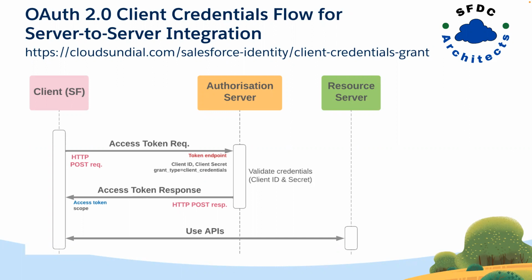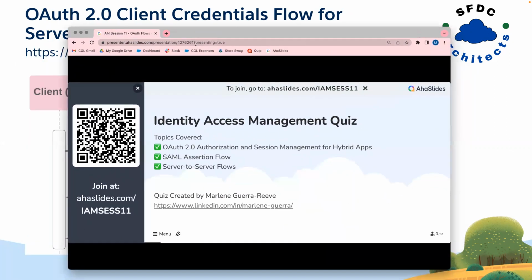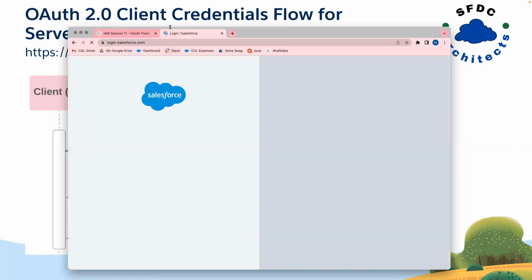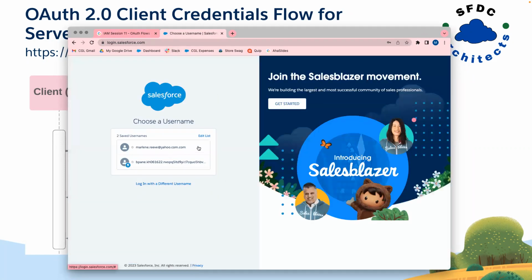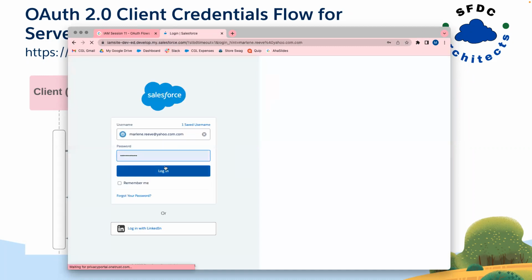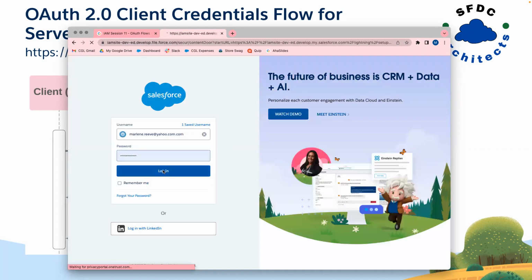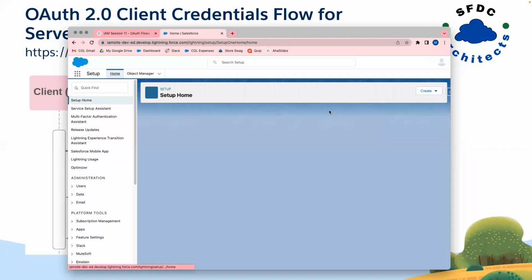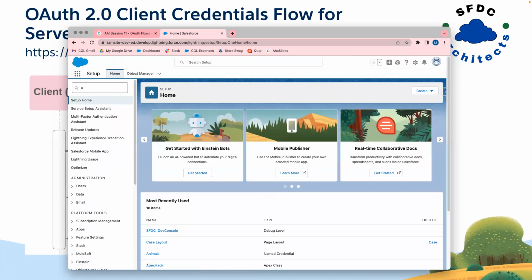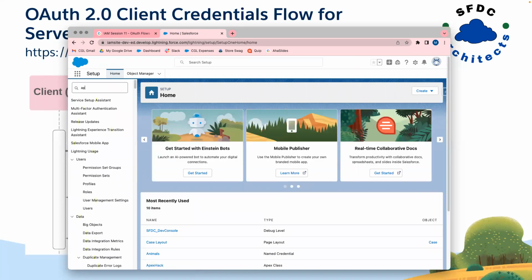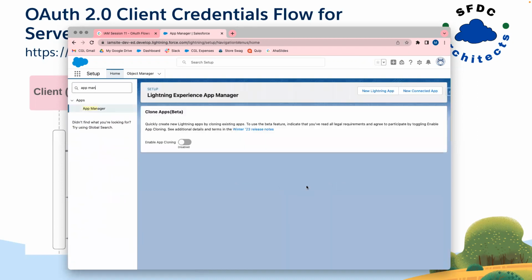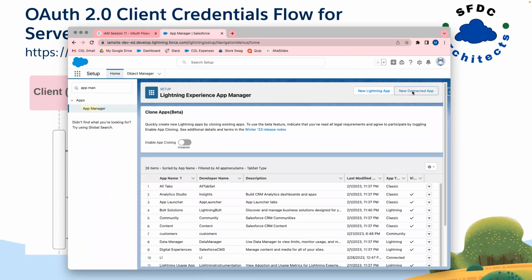If you guys haven't done this before, I'm going to put the quiz over here. And actually, before I do that, let me do one more thing, because I got a little confused about something today, so I want to show it to you guys. I don't even know which account this one is, but let's go in there. To set up a connected app, you can go to App Manager. We're going to create a new connected app.